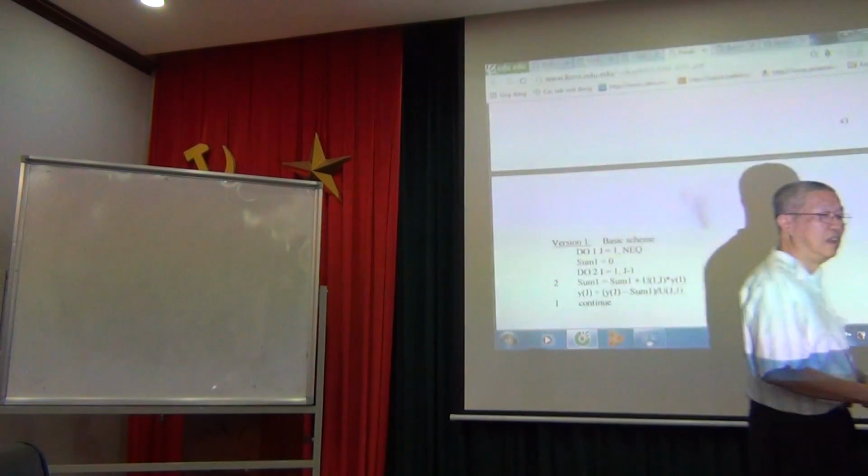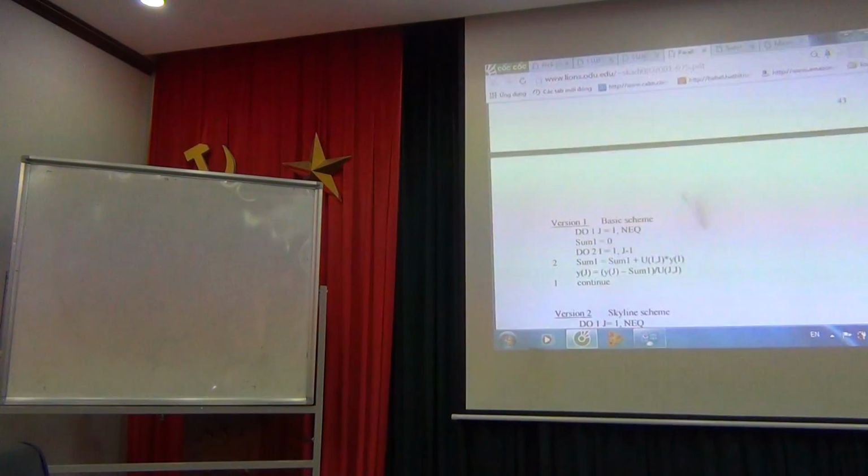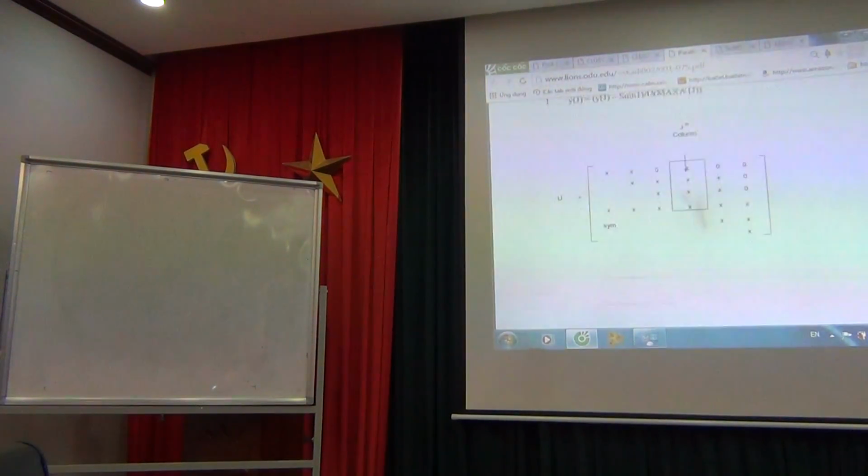But to find out the factorized matrix U, step 1, you have 3 loops. That's why it costs a lot more. So that is the so-called step number 2, forward solution.